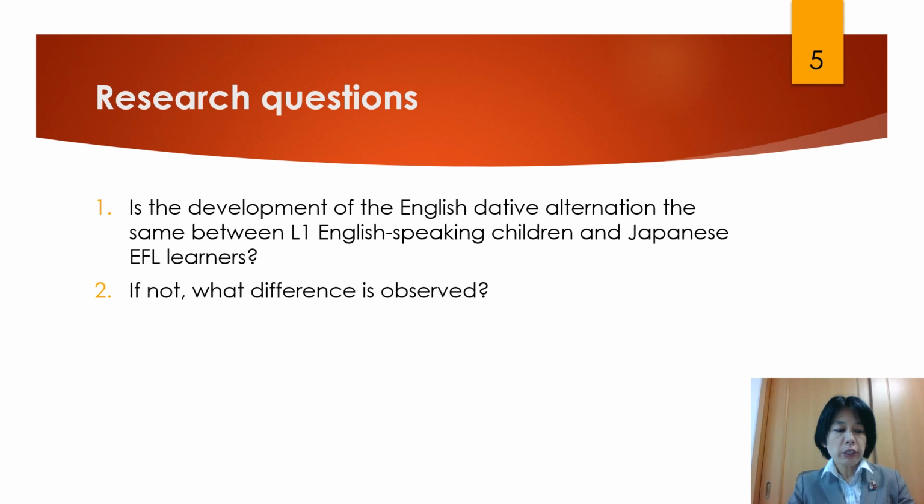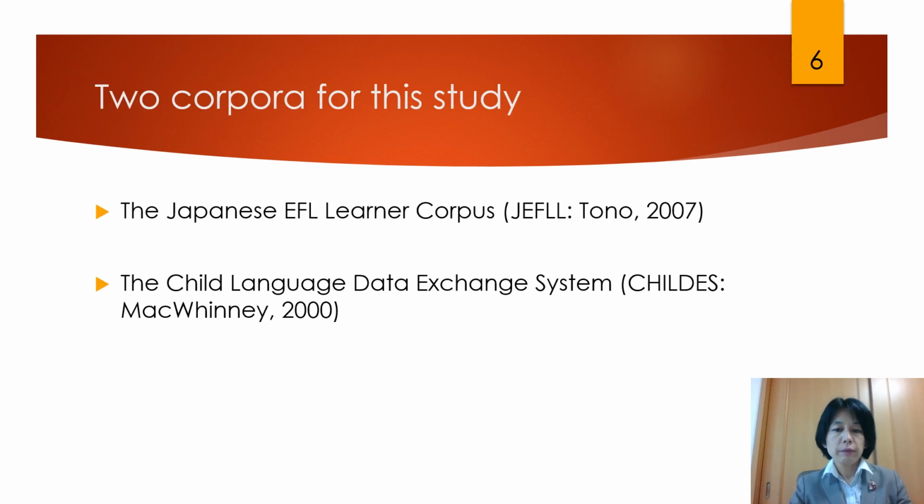My research questions in this presentation are: is the development of the English dative alternation the same between L1 English-speaking children and Japanese EFL learners? If not, what difference is observed? To attain these goals, I collected data using corpora called the Japanese EFL Learner Corpus and the Child's Database.